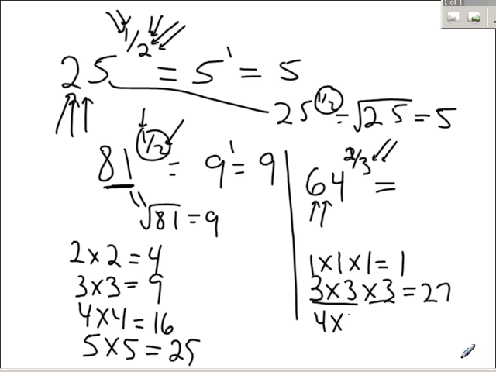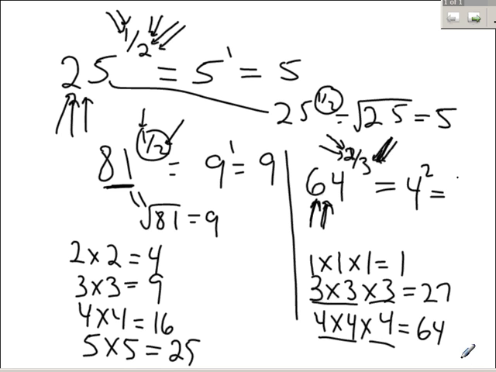If you try 4 by itself 3 times, 4 times 4 is, excuse me, 16. 16 times another 4 gives you 64. What times itself 3 times gives you 64? 4. Now, square that number. That is, multiply that answer by itself 2 times. 4 times 4, or 4 squared, is 16.